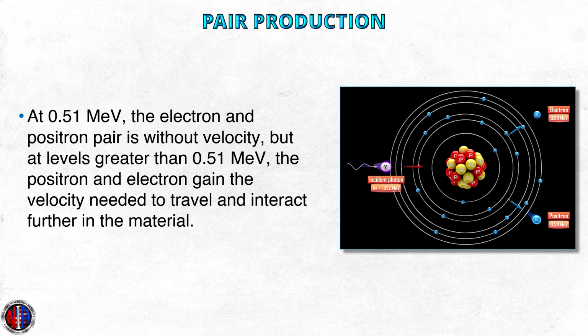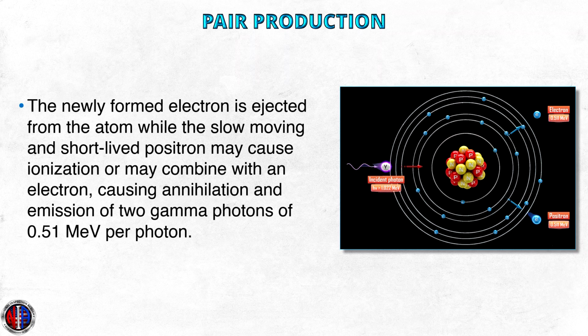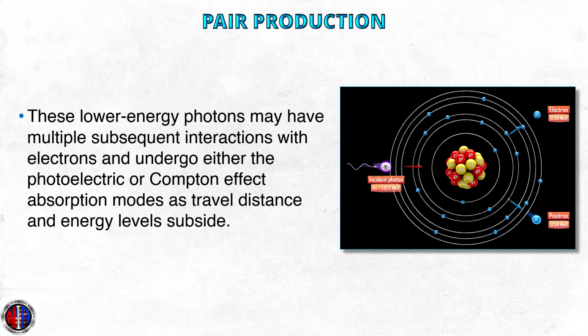At 0.51 megaelectron volts, the electron and positron pair is without velocity, but at levels greater than 0.51 MeV, the positron and electron gain the velocity needed to travel and interact further in the material. The newly formed electron is ejected from the atom, while the slow-moving and short-lived positron may cause ionization or may combine with an electron, causing annihilation and emission of 2 gamma photons of 0.51 MeV per photon. These lower energy photons may subsequently have multiple interactions with electrons and undergo either the photoelectric or Compton effect absorption modes as travel distance and energy levels subside.